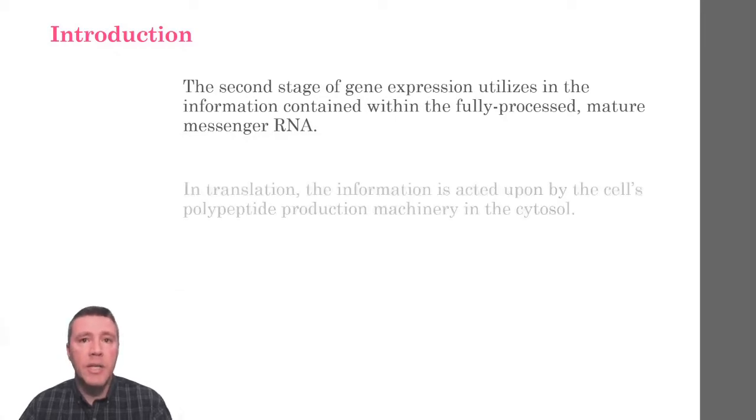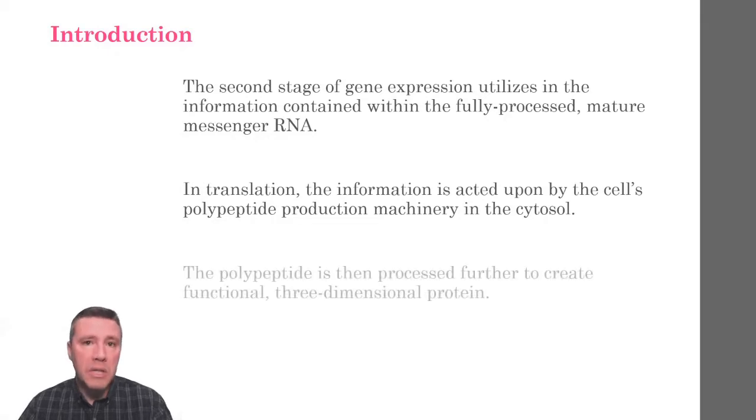Outside the nucleus, in the cell's cytosol, a variety of components act upon the messenger RNA to produce a polypeptide. The complete polypeptide is then modified and conformed into a specific three-dimensional shape, promoting the polypeptide into a functional protein.